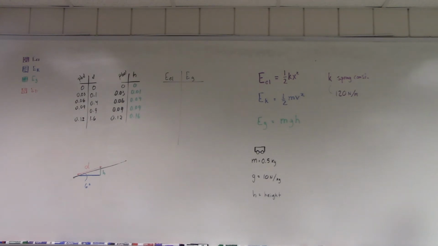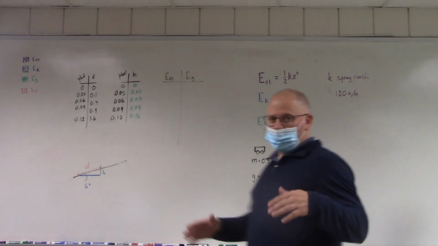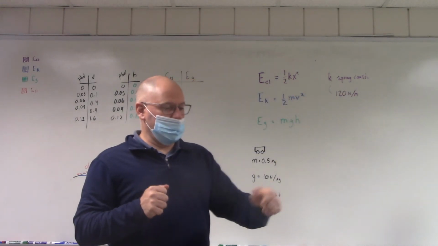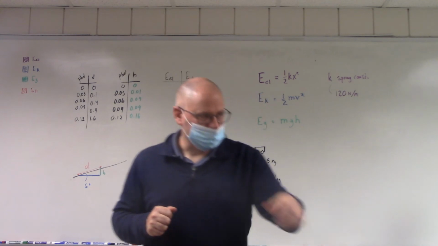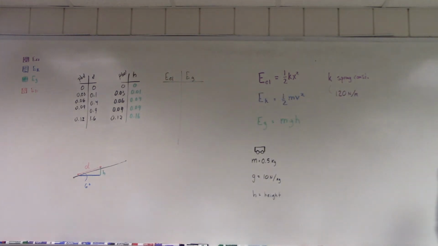What is X? So X is the pullback distance in this case. So it's how far you stretch a spring. So it's how far back we pull this. All right, thank you. Yes, the pullback distance is the X in the elastic energy equation. How far back we pull?